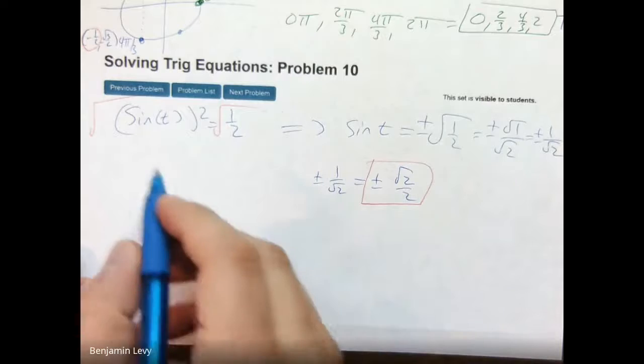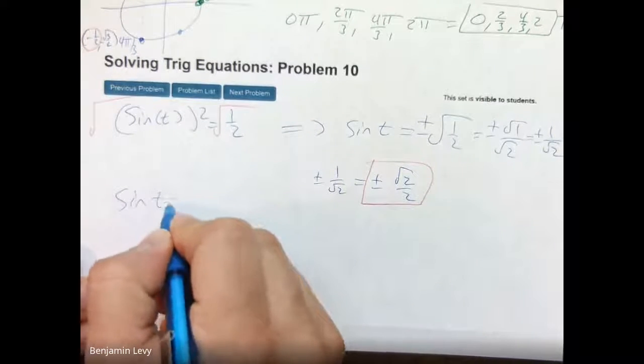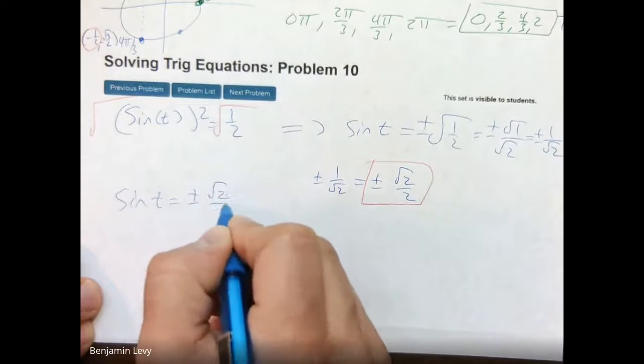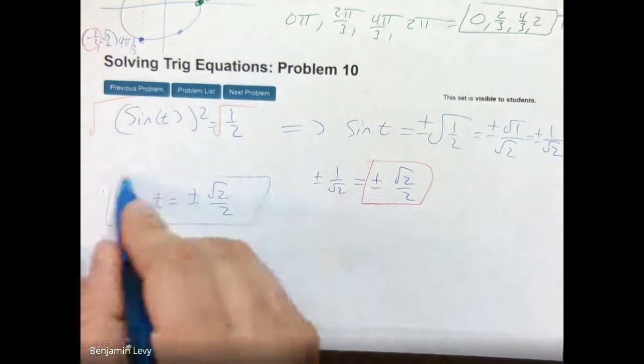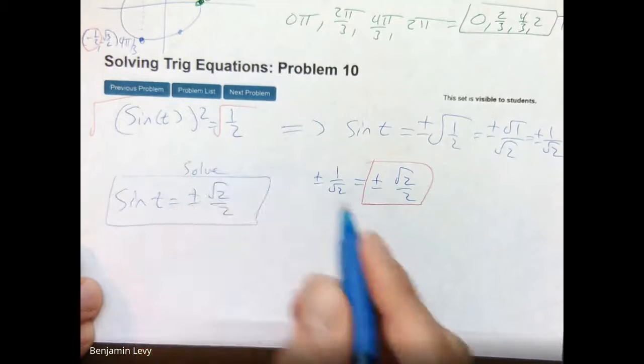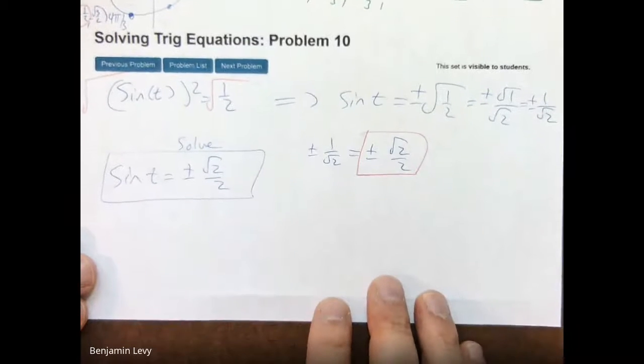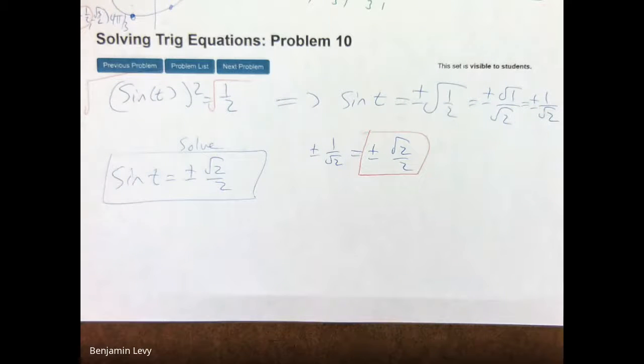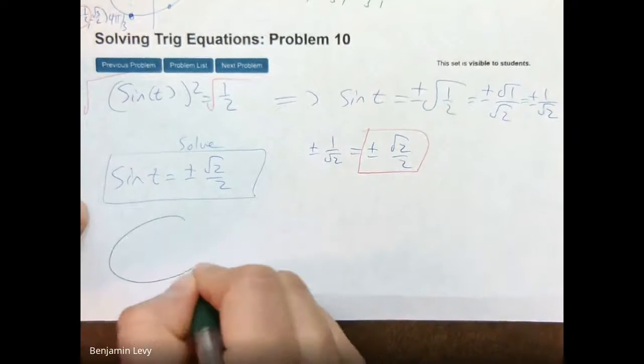We want to be solving sine of t equals plus or minus root 2 over 2. All right, we're solving that. So again, that's a tricky part of this one because we had to get sine by itself. And we had to realize that 1 over root 2 is the same thing as root 2 over 2. So that was tricky about that. Can I clarify something about that so far before we think about where we're looking for it on the unit circle?